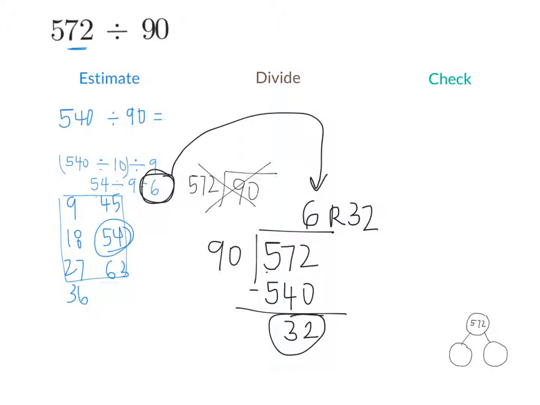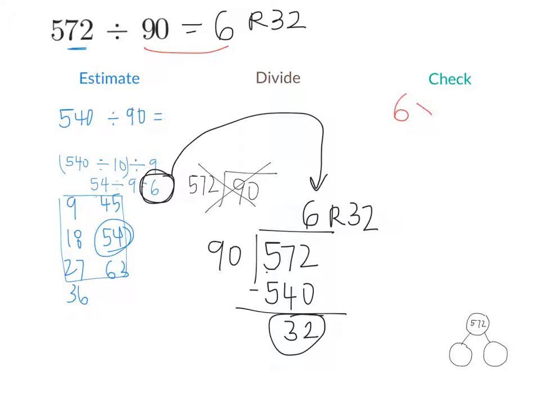Okay, so what's our quotient? 6. What's our remainder? 32. So up here we can write that 572 divided by 90 we think is 6 with a remainder of 32. But in order to really know, we have to check our work. Okay, so using the inverse operation, I can do 6 times 90, right? Do you guys agree? Yeah.